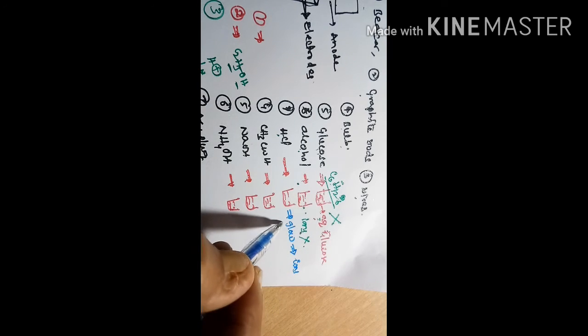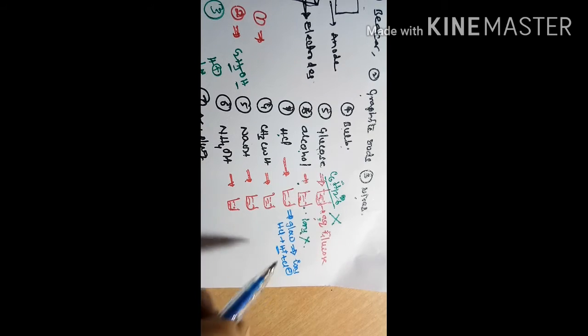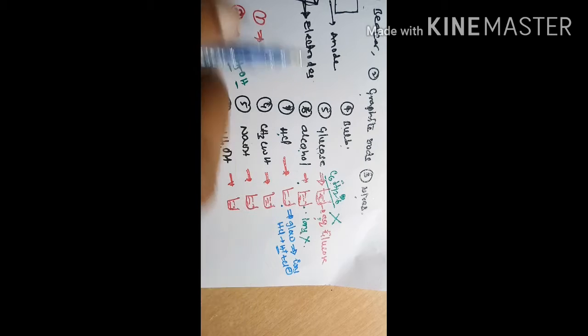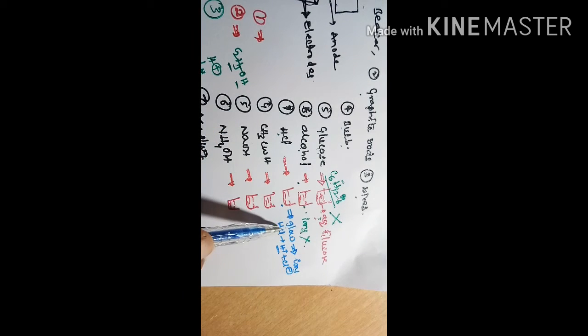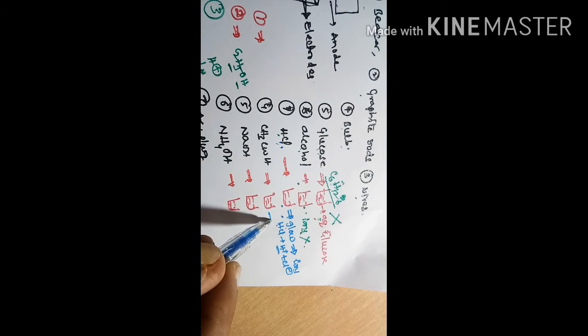Which ions does HCl have? HCl is ionized to H plus and Cl minus ions. So H plus ions are there, that's why it is an acid. As well as the bulb glows, so it has ions, and the glowing of the bulb is more. Whenever the glow is more, we can say it is strong. Now you take CH3COOH.